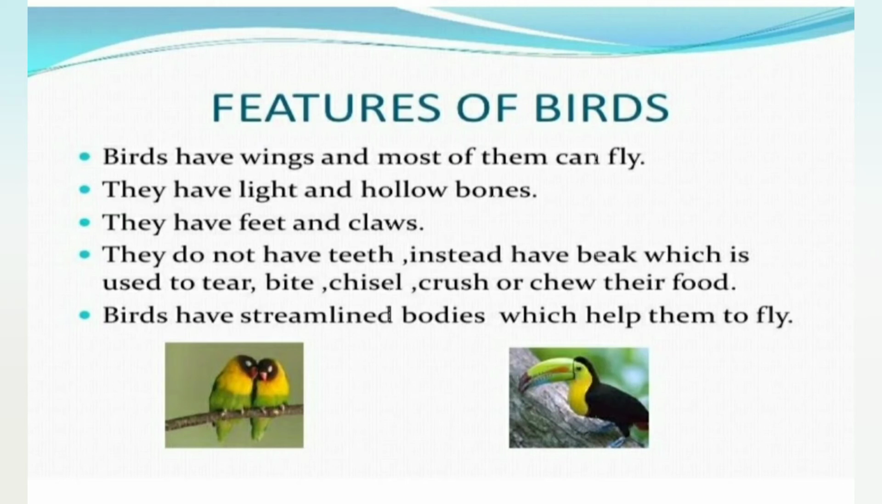These are some features of birds. Birds have wings and most of them can fly. They have light and hollow bones. They have feet and claws. They do not have teeth, instead they have a beak, which is used to tear, bite, chisel, crush or chew their food. Birds have streamlined bodies which help them to fly.